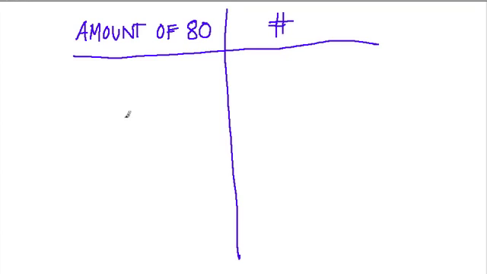So first of all, 50%. To find 50% of 80, I divide by 2, and I get 40. Next, we look at 0.5. Well, that's a half, which is 50%. So that also equals 40.